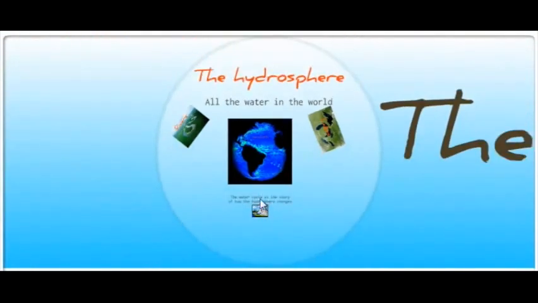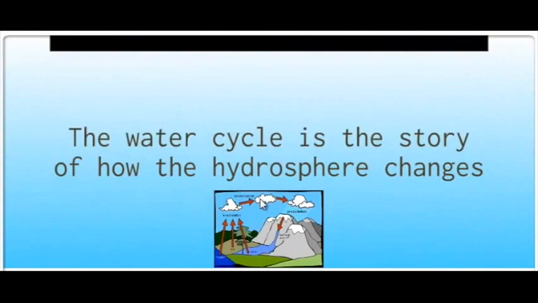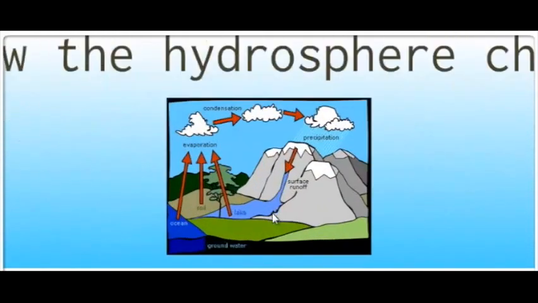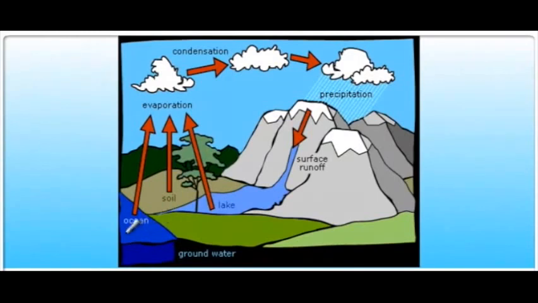Let me get back down to here. All right, now the water cycle is also not just how water is transported, but how the hydrosphere changes. In oceans and lakes, it's liquid. As it evaporates, it is gas. As it condenses, it turns back into its liquid form.